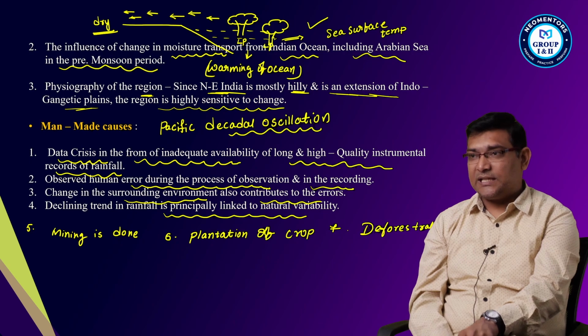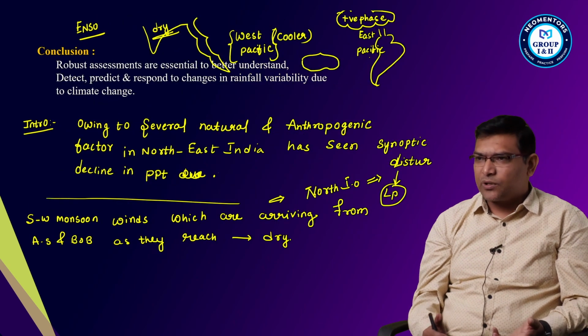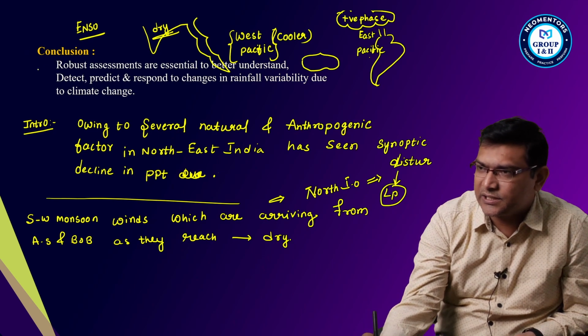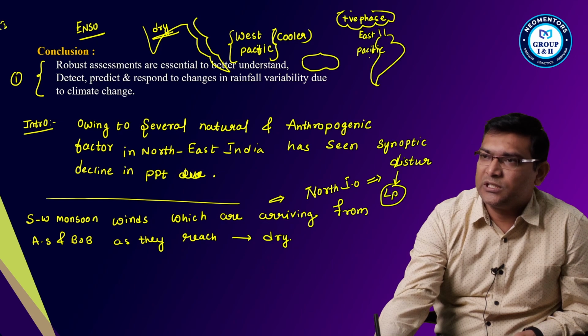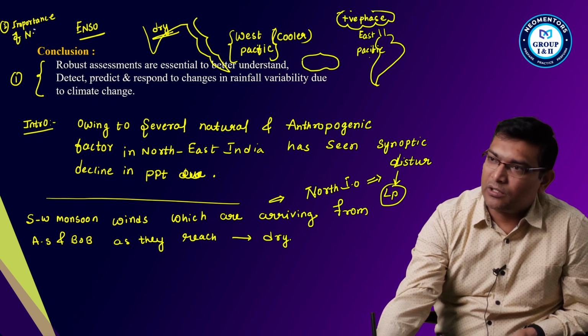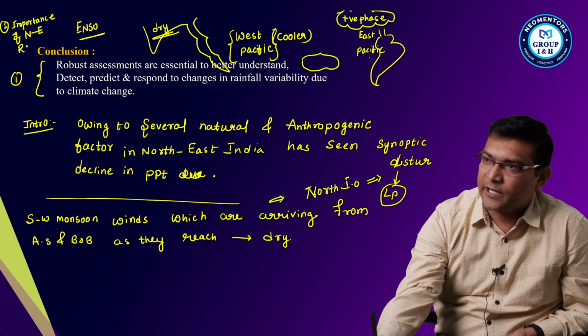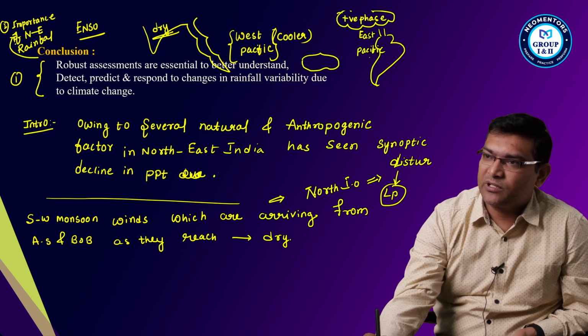Now let us see how to write the conclusion. At the end, you can conclude either here like this. This is one way of conclusion. The other way of conclusion is writing the importance of rainfall, northeast rainfall. Either write this one, conclusion can be this one, or this one.